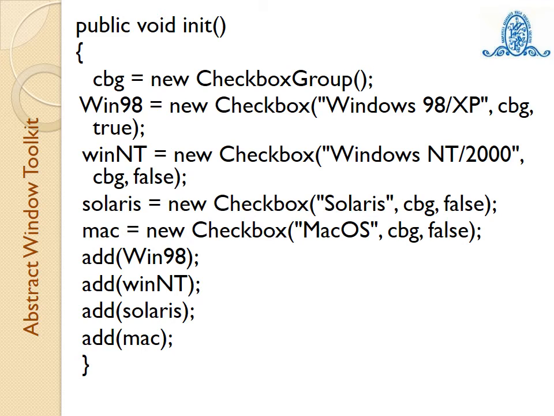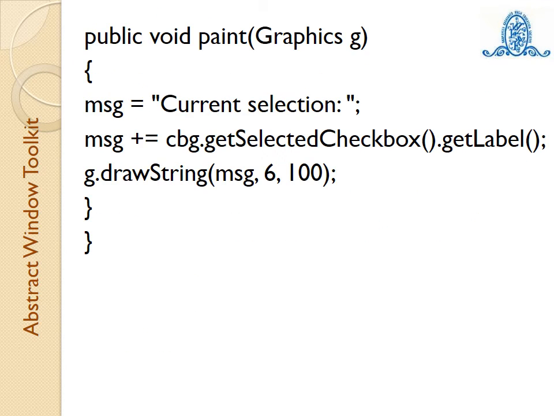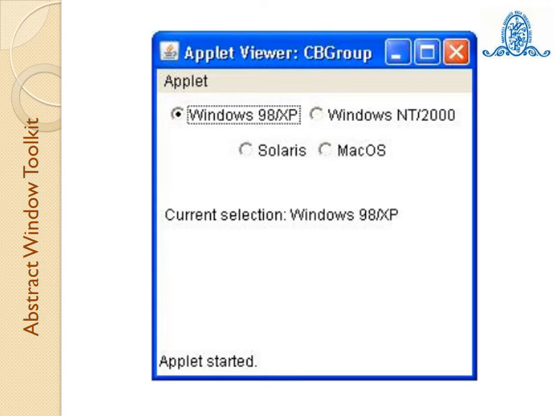Here only the first checkbox state is true. So initially this win98 checkbox will be checked, and the remaining checkboxes will be unchecked. Then the add method is used to add all the checkboxes on the applet. Then here the paint method is used. This paint method will display the selected checkbox label by using cbg.getSelectedCheckbox.getLabel.